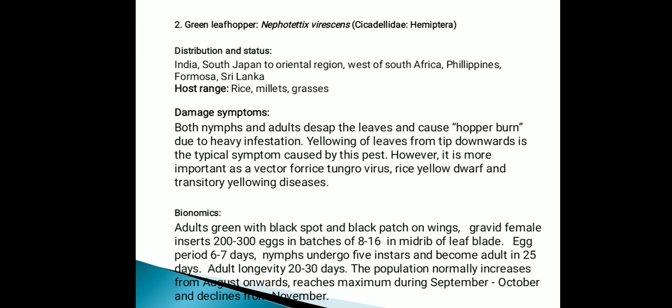The adult is green with black spots and black patches on wings. The female insect lays 200 to 300 eggs, in batches of 8 to 16, in the midrib of the leaf blade. Egg lifespan is 6 to 7 days. Nymph undergo 5 instars and become adult in 25 days. Adult life is 20 to 30 days. The population normally increases from August onwards, reaches maximum during September, October, and declines from November.